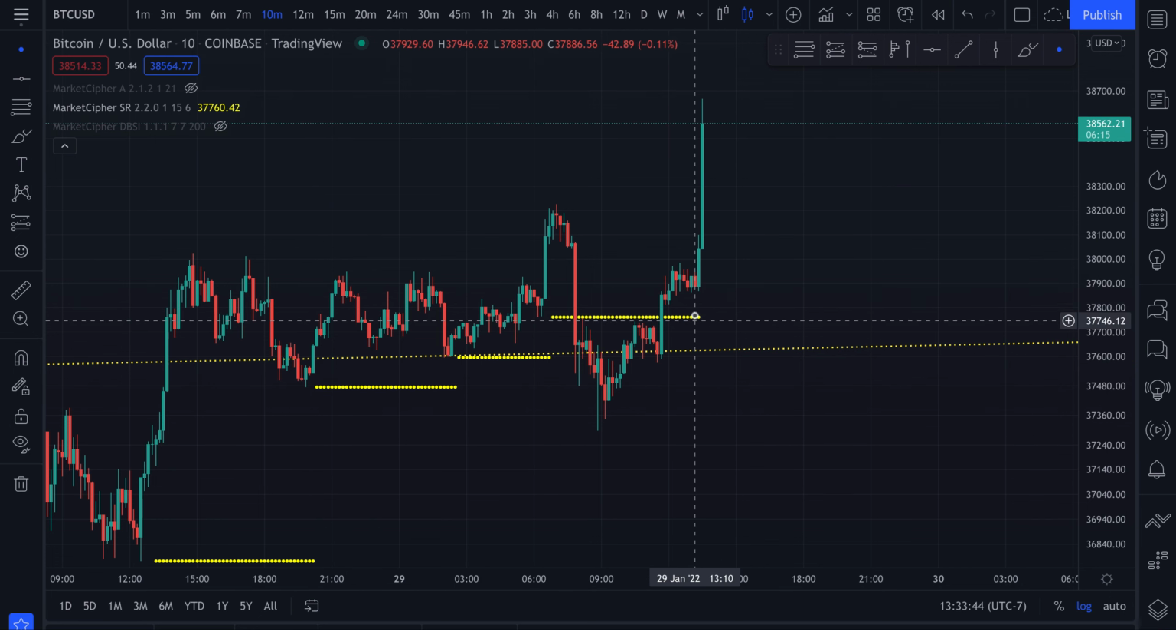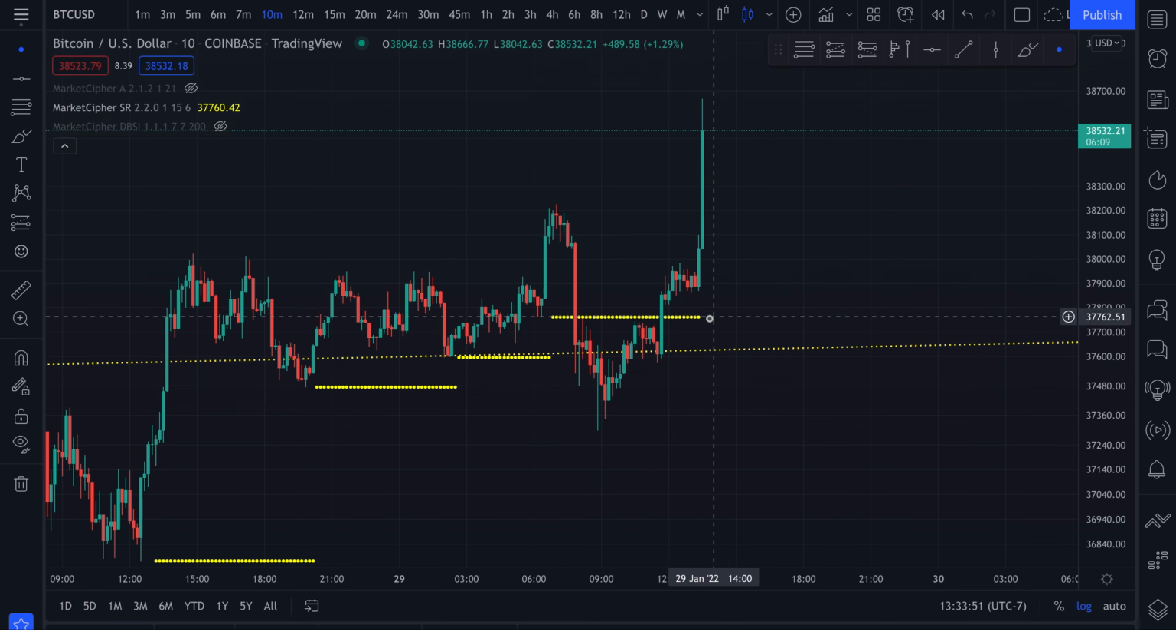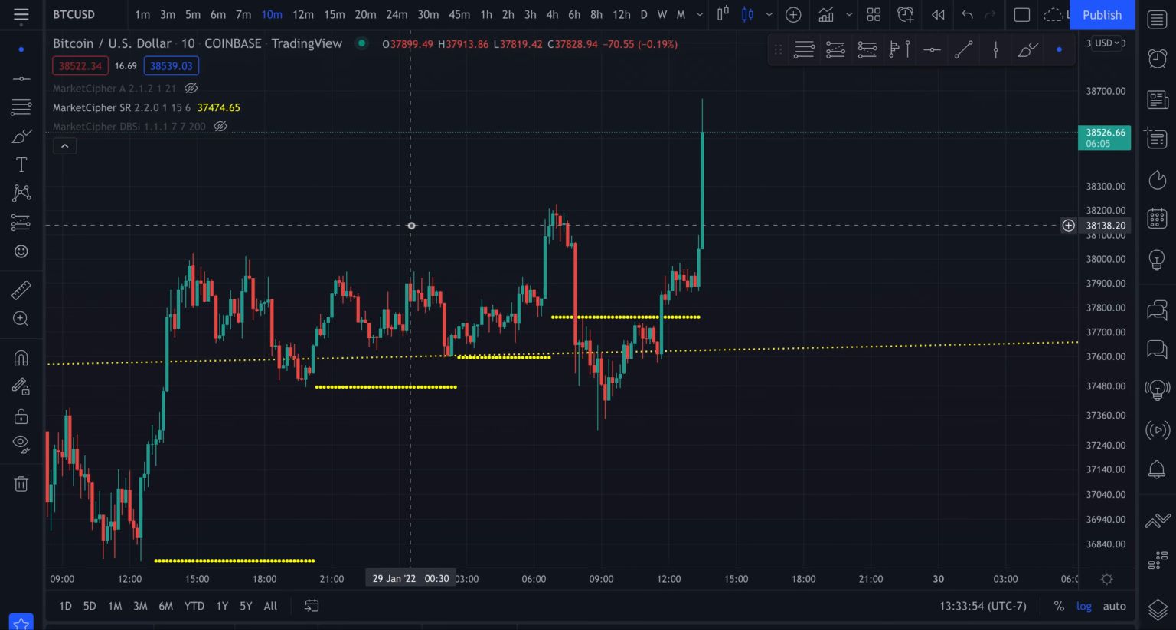And this, I mean, it didn't come back down here, but it looks like it's coming out to be a pretty good support level right here.